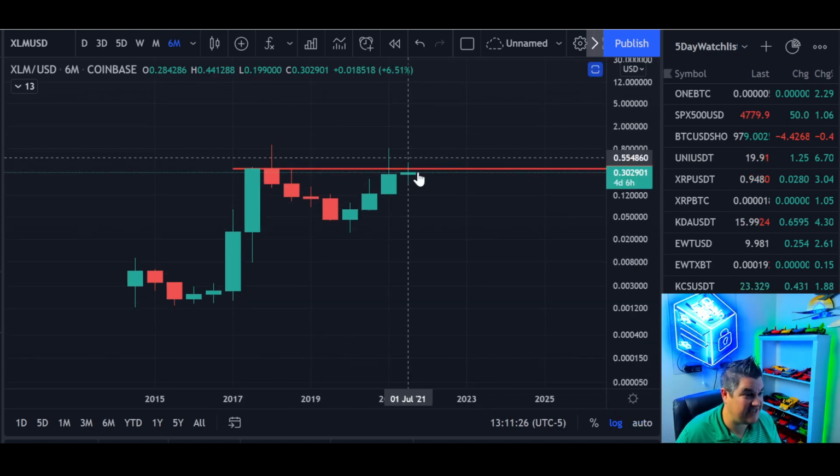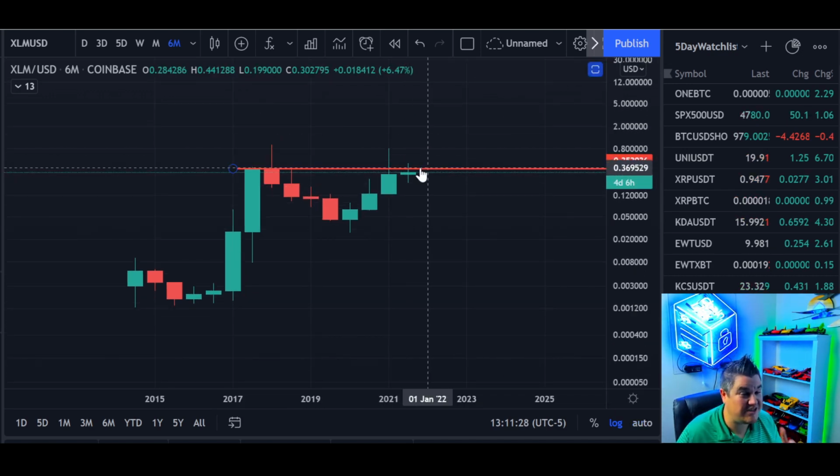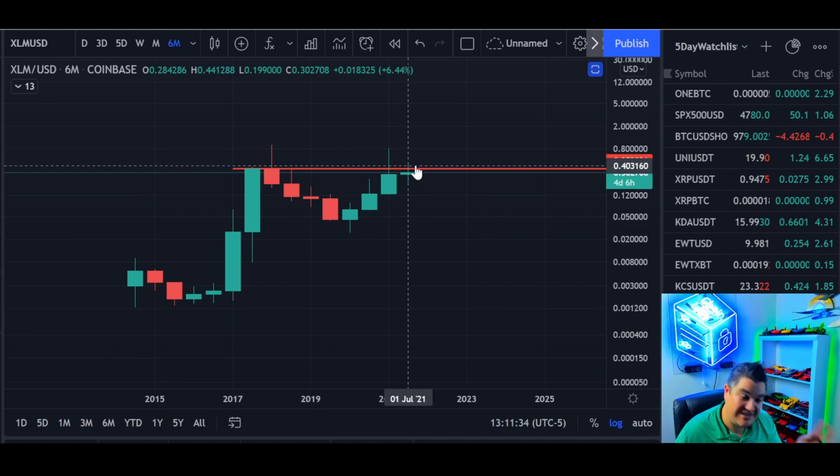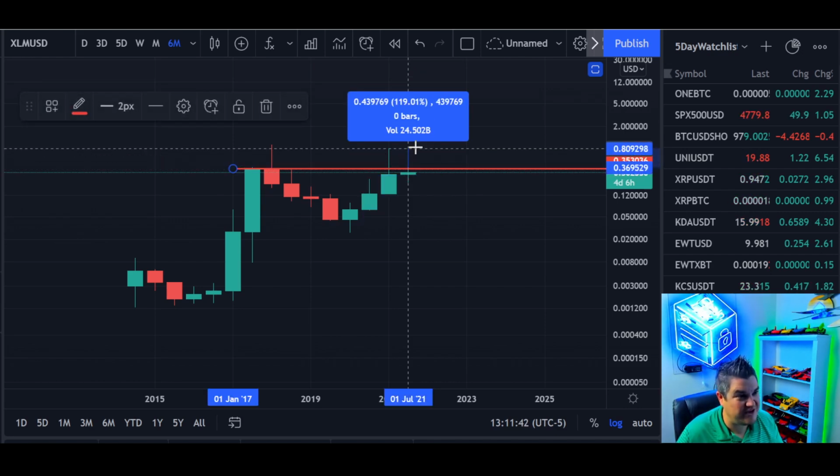I'm glad you asked. Let's see. If we break out of this, I would expect a big move if we can do this on the 6-month scale. This is not the next 4 minutes. This is not the next 4 days. This is not even the next 4 weeks. This is potentially 6 months down the line. But let's see what kind of moves this would be.